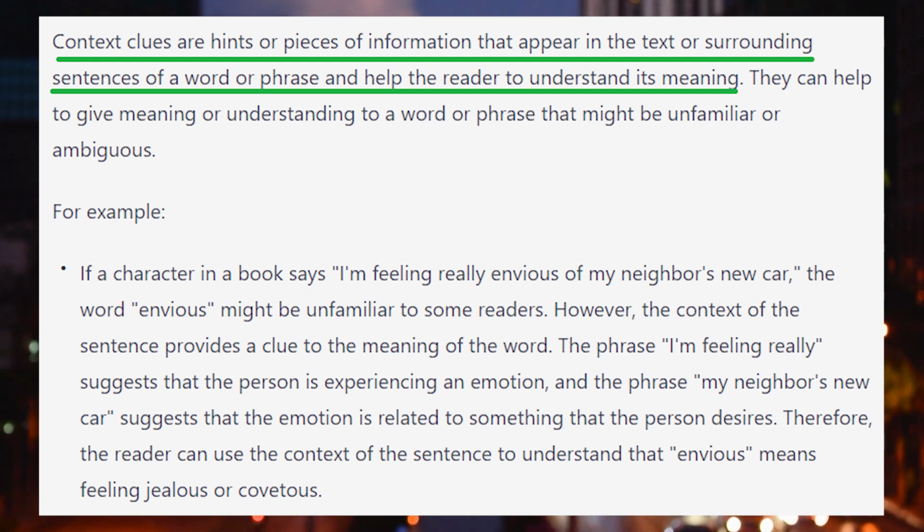If a character in a book says, "I'm feeling really envious of my neighbor's new car," the word envious might be a word that's unfamiliar to some readers. However, the context of the sentence provides a clue to the meaning of the word.